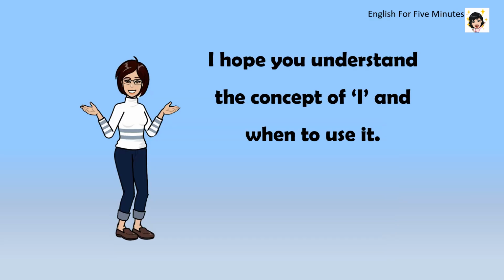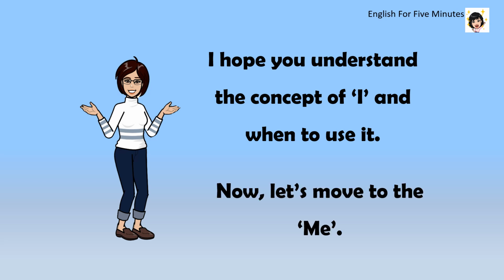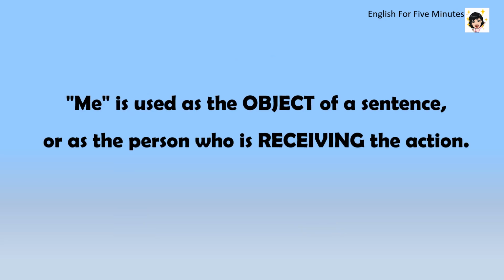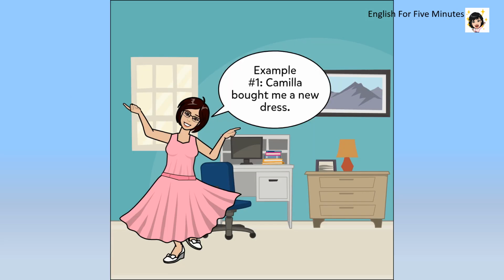Okay, everyone, I hope you understand the concept of I and when to use it. Now, let's move to me. Unlike I, me is used as the object of a sentence or as the person who is receiving the action. As an example, Camila bought me a new dress.